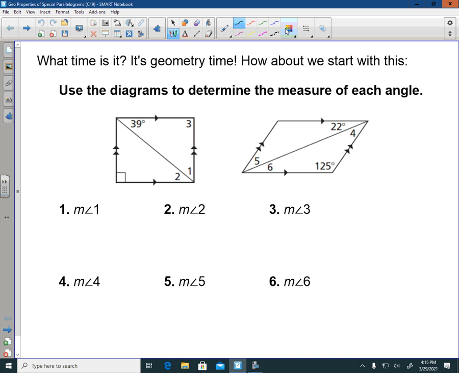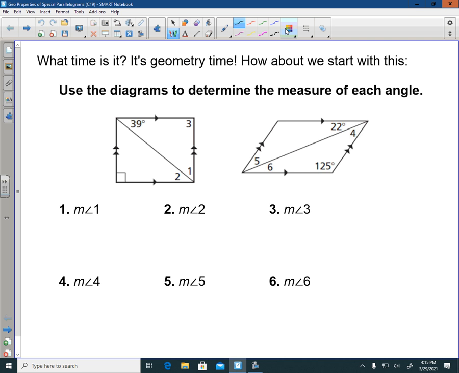Okie dokie. So we have been talking about polygons, and then we started specializing in quadrilaterals, and the one kind of quadrilateral that we've talked about so far are parallelograms. What we know about parallelograms is that their opposite sides are congruent, their opposite angles are congruent, their diagonals bisect each other, and other such lovely things. We're going to be using these ideas to solve these problems.